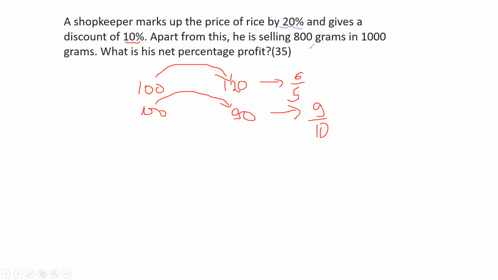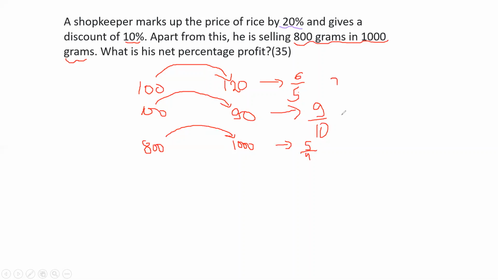Apart from this, he's selling 800 grams in 1000 grams. So the important thing which comes into play: it actually is 800 grams, but what he shows us is that it is 1000. Multiplying factor in this case is 5 by 4.